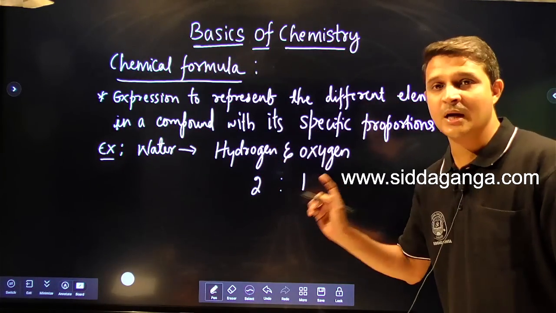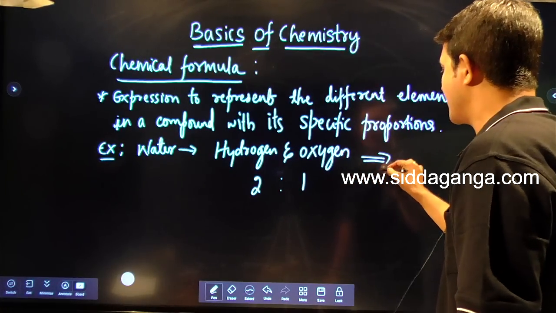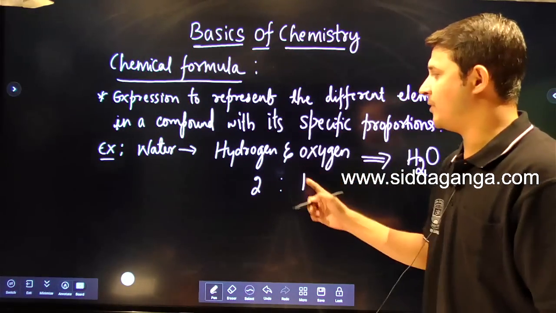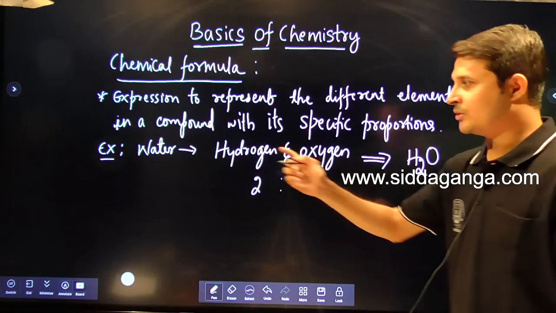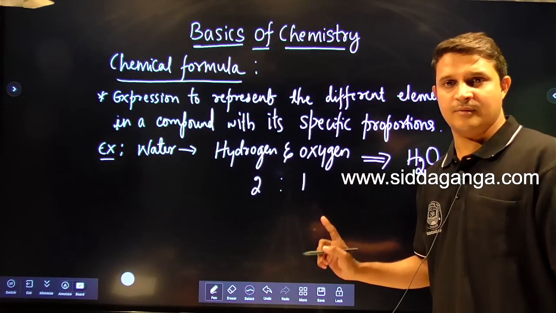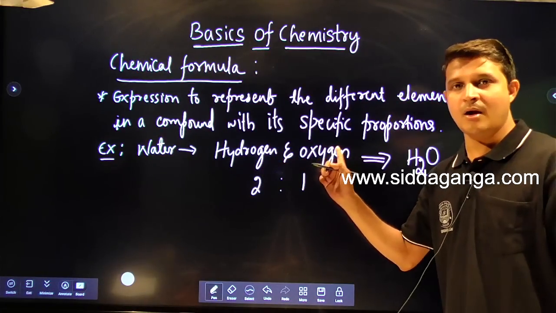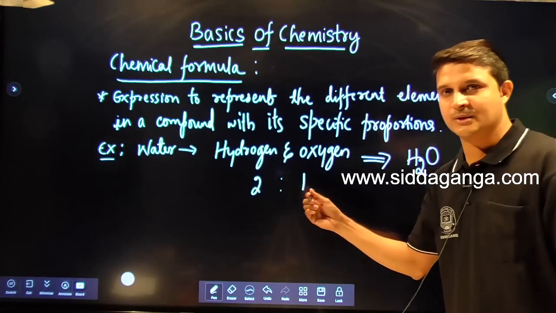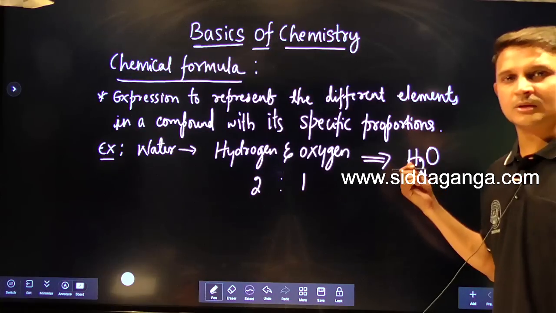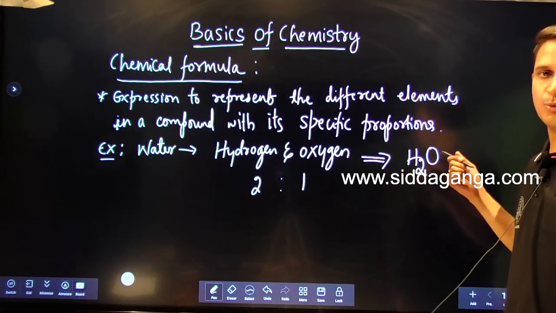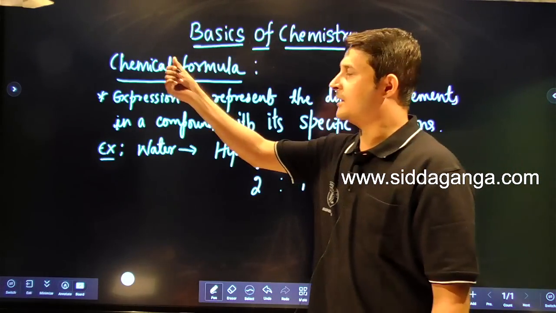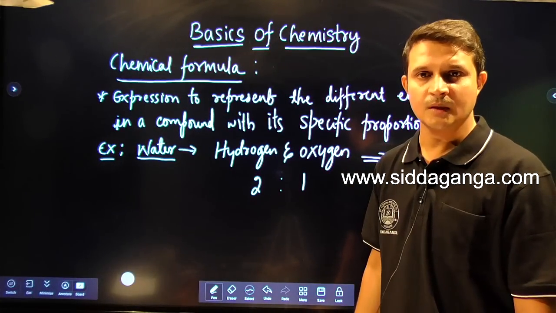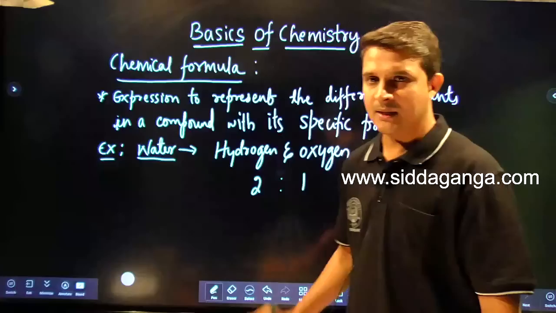When we combine this, what can we write for water? H2O is nothing but the chemical formula of water. So water comprises the elements hydrogen and oxygen in a specific proportion of 2:1. Therefore we got the formula H2O. So H2O is nothing but the chemical formula of water. Okay, clear? So that is about chemical formula.